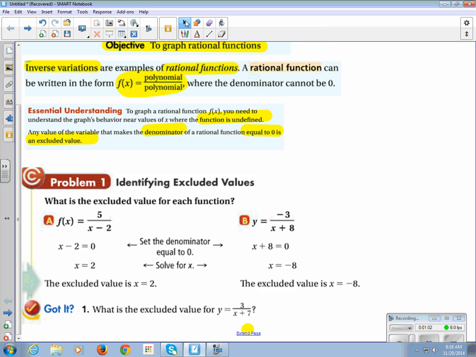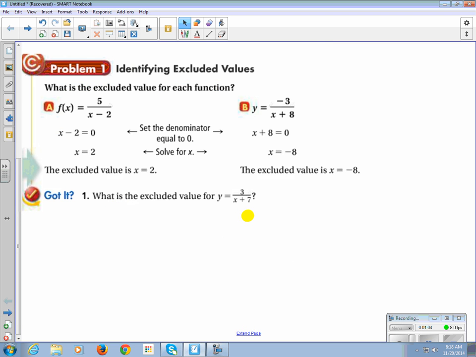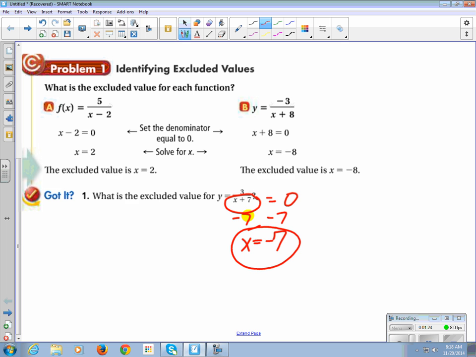So when I'm looking for an excluded value, I want to know when my denominator equals 0. If I want to solve an equation for that, especially if it's morning and my brain is not firing on all cylinders, all we have to do is subtract 7 from both sides, and we get x equals -7 is our excluded value.